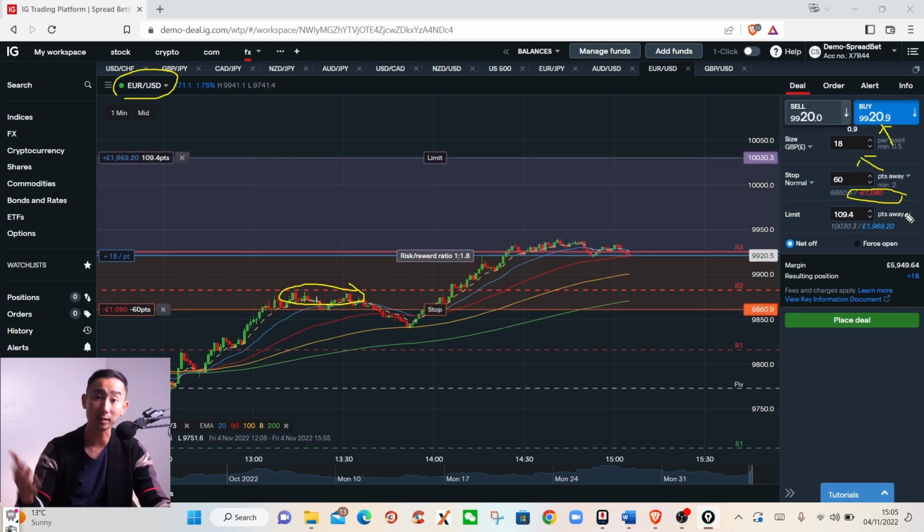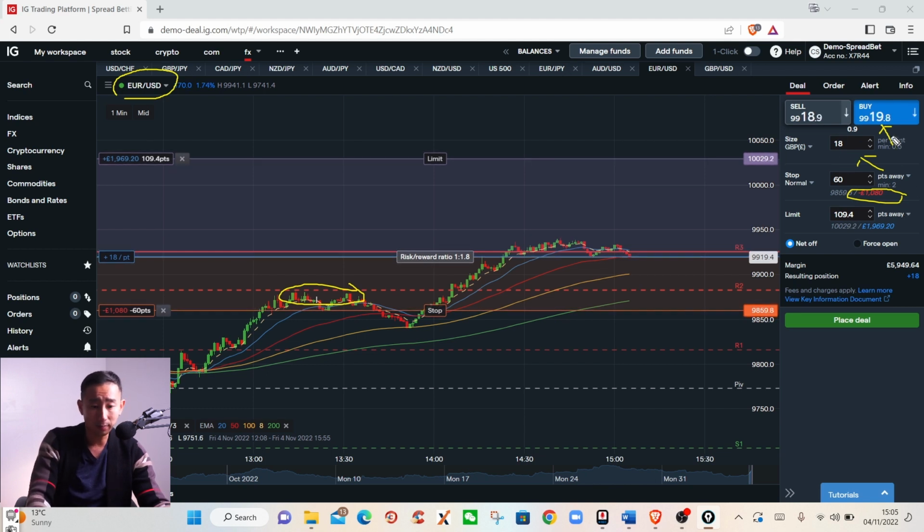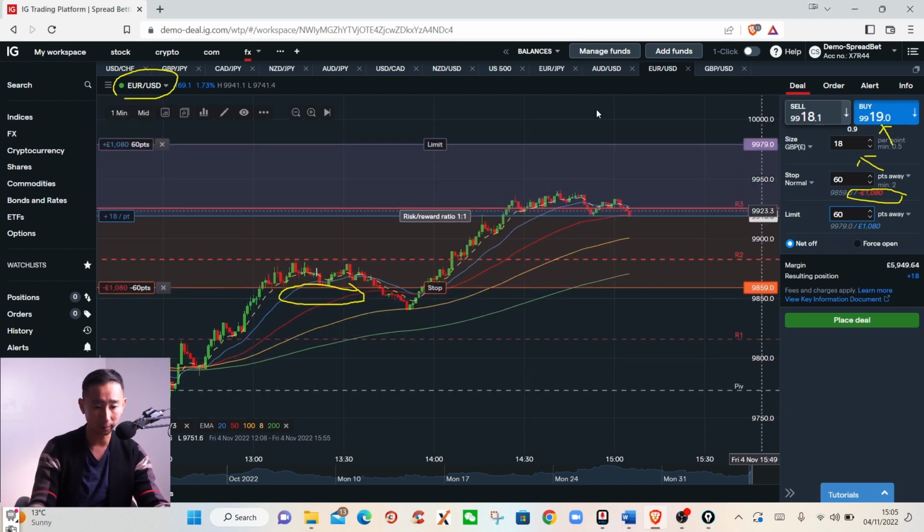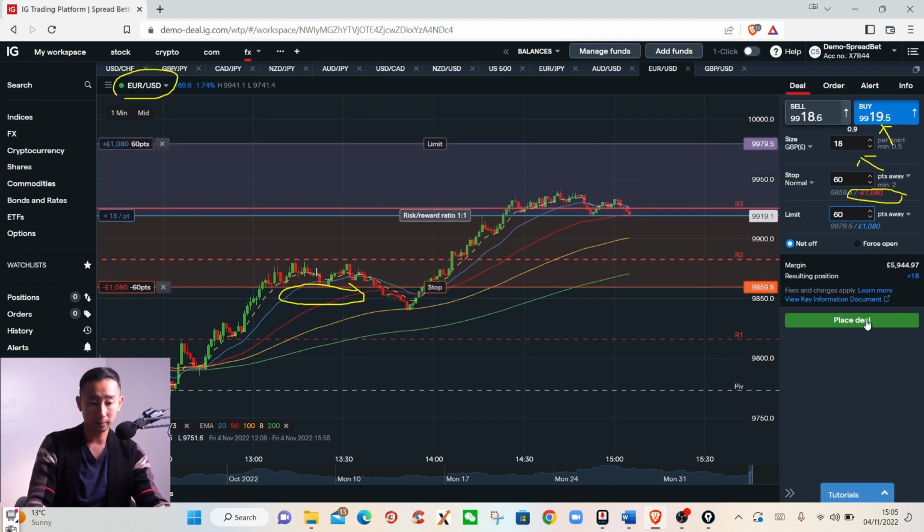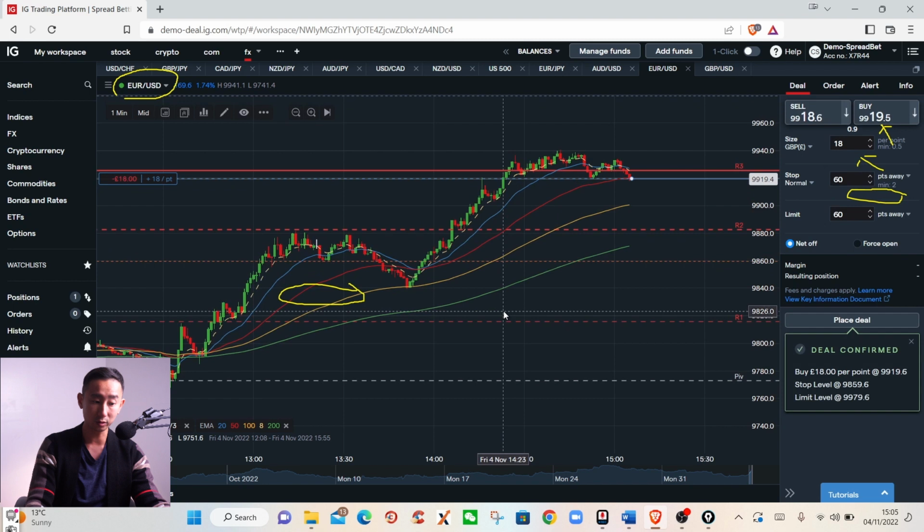So you can bet as much as you like. Some big traders, I've seen they bet tens of thousands per pip. So it's £18 per pip for me. If I'm happy with the £18 risk and stop loss, and then I can take a 1-to-1. So if it goes to 60 points above, then I will make £1,080. So click here, place the trade. Now you're in the trade.